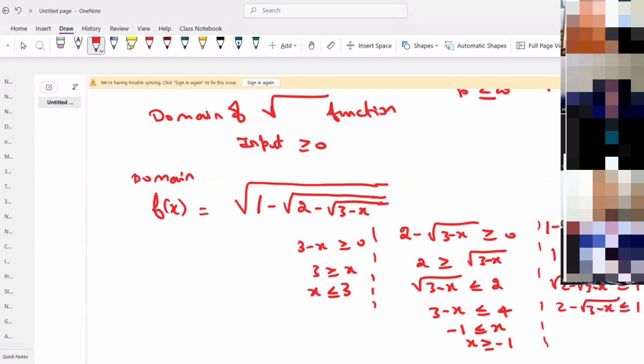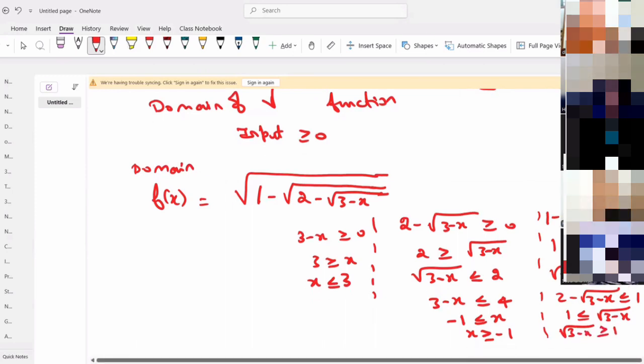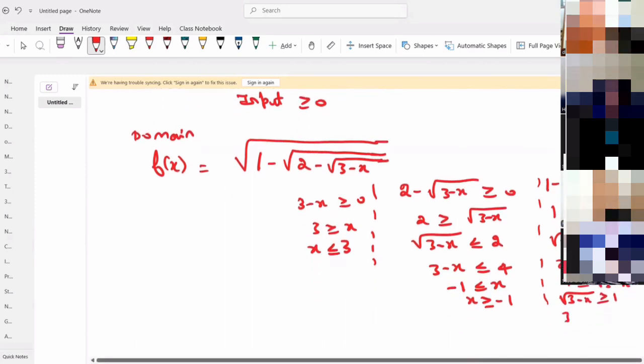So that becomes root 1 less than or equal to root of 3 minus x, right? Yes, sir. And again, if we square it, we get 3 minus x greater than or equal to 1. Which means x should be less than or equal to 2.